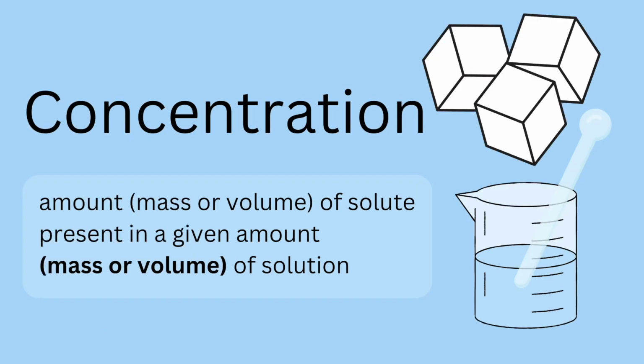The next thing is concentration. Concentration is the amount of solute present in the solution. It's as simple as that. And there are three types of concentrations. One is dilute, another is concentrated, another is saturated. So that is what we have seen. It's simply the amount of solute present in the given amount of solution.